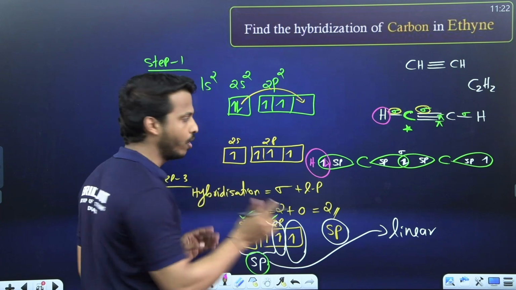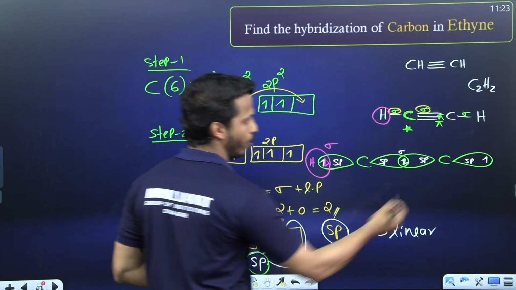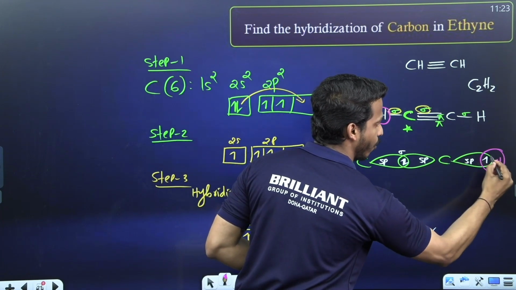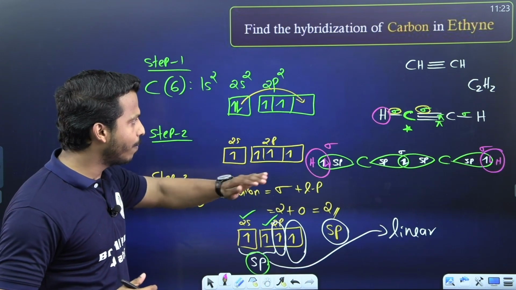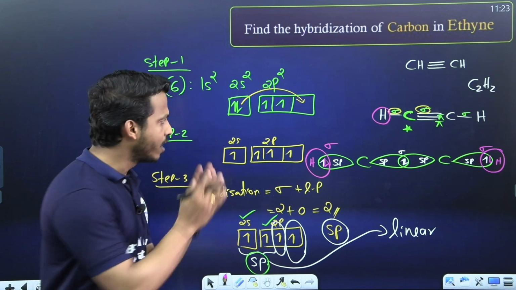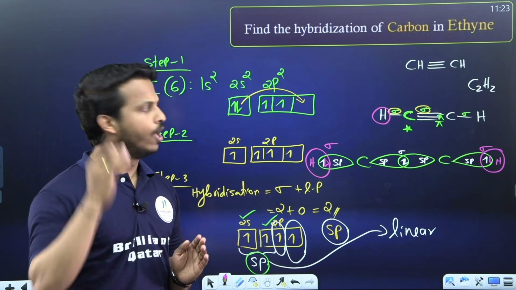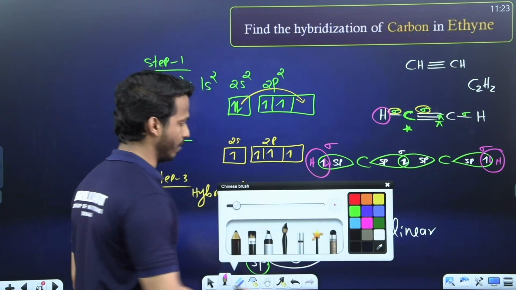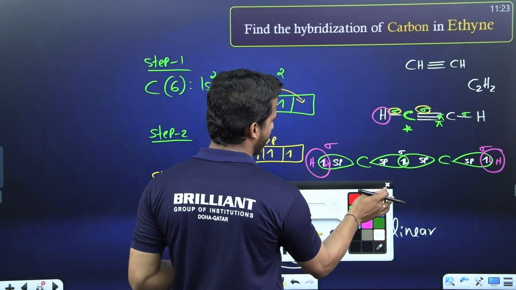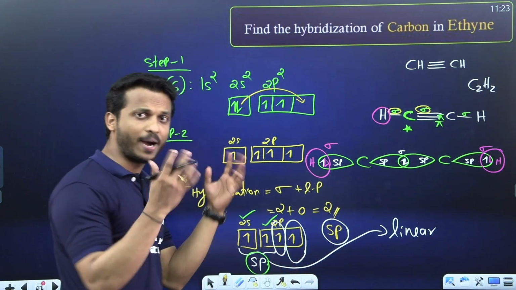Yes, they make a bond. It's a head-to-head overlap, a sigma bond. In this case also, hydrogen forms a sigma bond by making a 1 electron head-to-head overlap. Carbon-carbon sigma bond, carbon-hydrogen sigma bond. Hope you notice that there are 2 pi bonds left over this carbon, right? So how do they form the carbon-carbon pi bond?